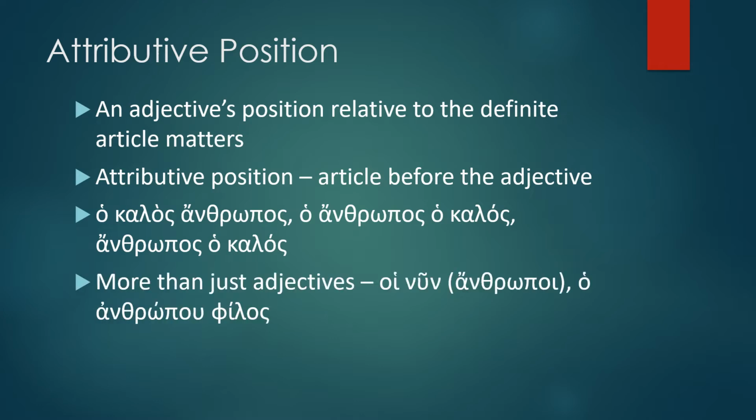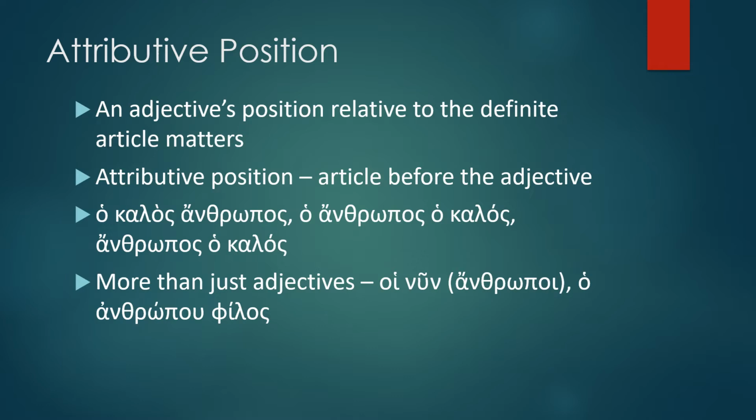You can also, and this is why it's useful to know position, you can also use things other than adjectives. So we have hoi nun. You can just say hoi nun, the now. The definite article hoi has a lot of information in it. We know that it's masculine and plural. From that information, we can supply something like anthropoi, the men of today, the men of now.